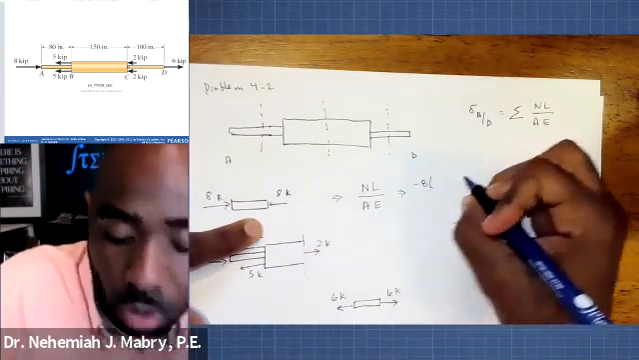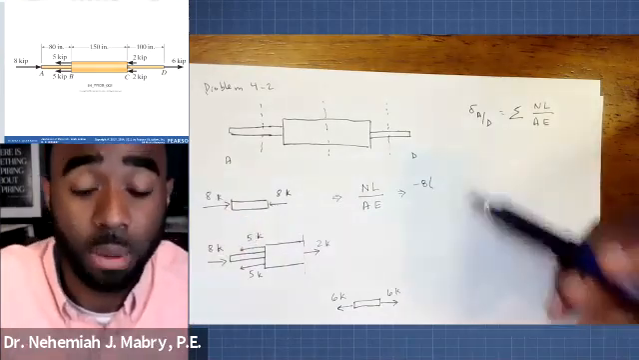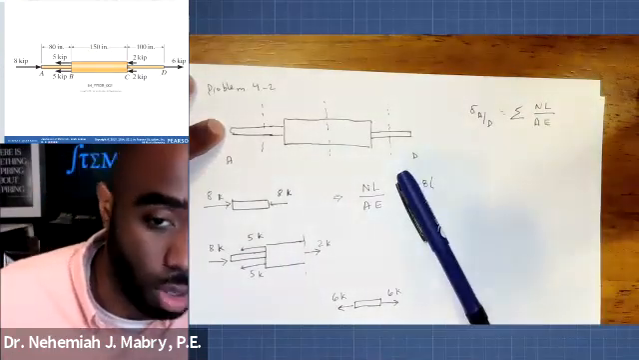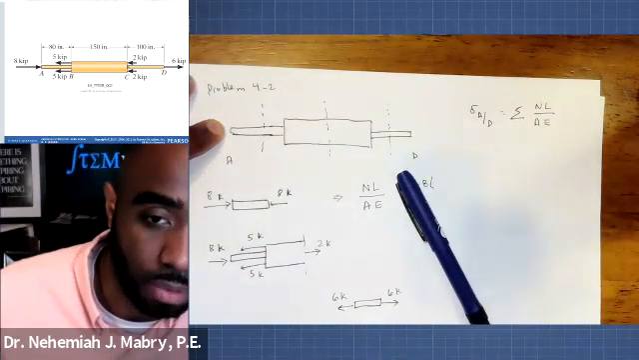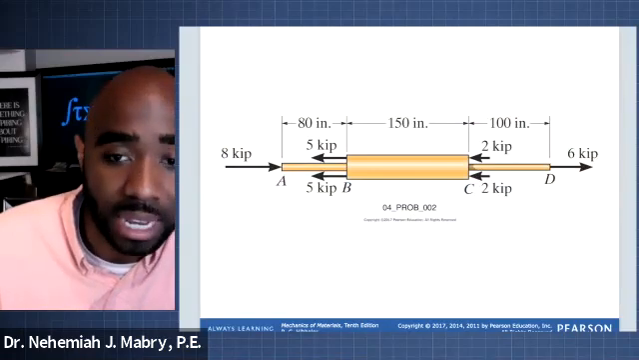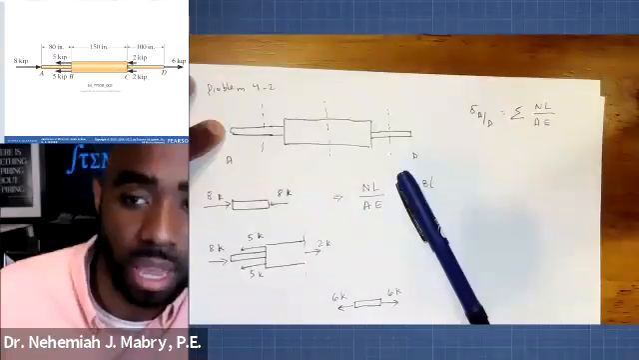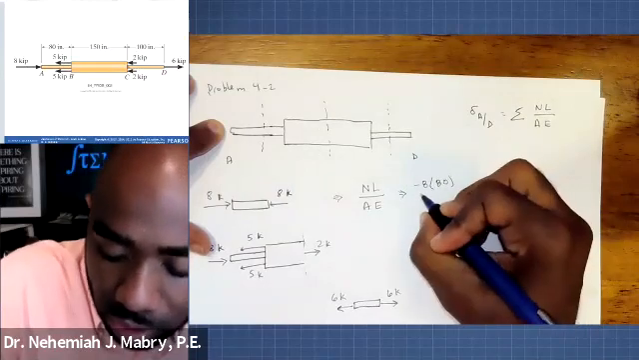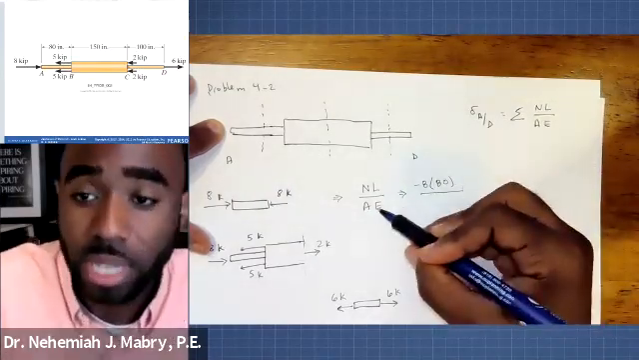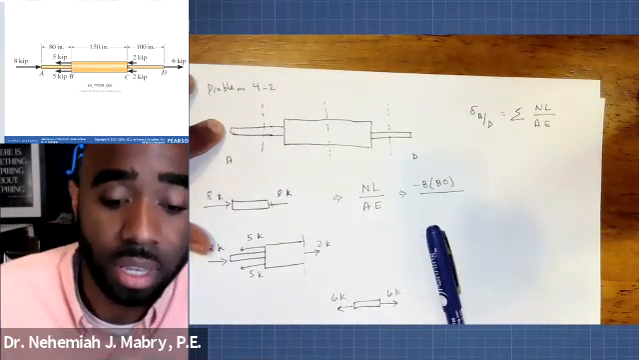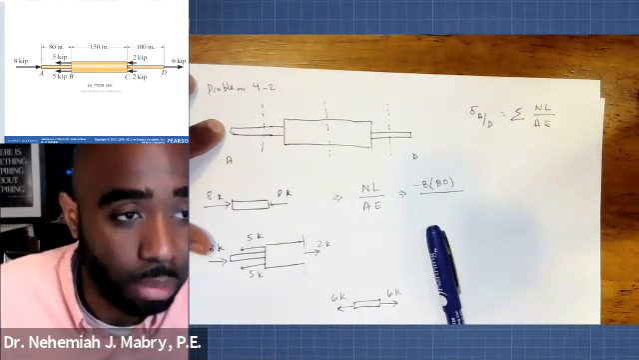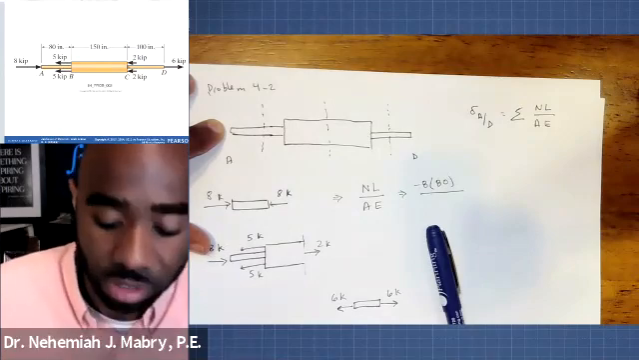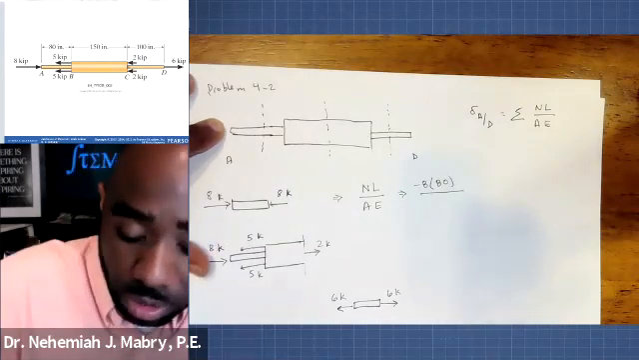L represents the length of that portion that we cut. So the length of this part right here, according to our diagram, is 80 inches. So we're going to say that L is 80, keeping it in inches. A, what is A? A is the cross-sectional area. According to our problem statement, the cross-sectional area of DAB is 0.75 inches. We want it in square inches.